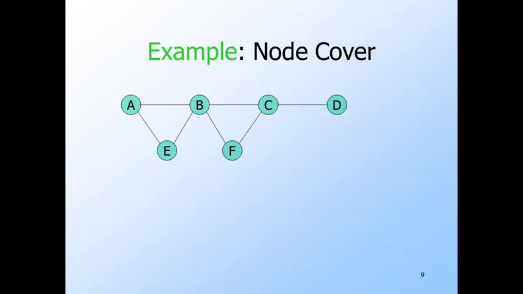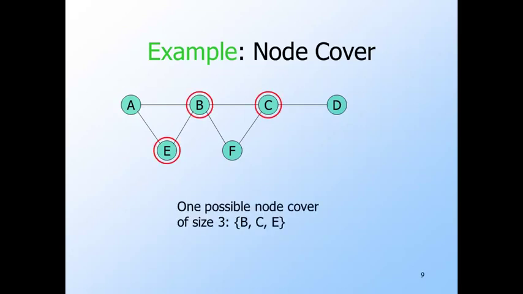We also have to pick either A or E, else the edge AE is not covered. But picking C and either A or E does not cover the edge BF, so we need at least 3 nodes in the cover. But here's one example that works. B, C, and E together cover all the edges. Thus, given this graph and the budget k equals 3, the answer is yes. The same answer applies if the instance of node cover in this graph is this graph with a higher budget. However, if we are given this graph with a budget 2 or less, the answer is no.